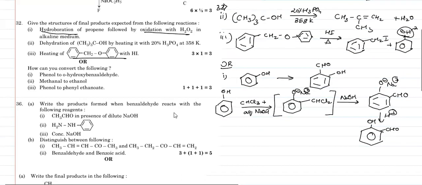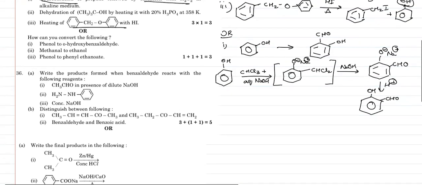The second one is methanol to ethanol. So we have methanol. Let's write the formula. Ethanol is not CH3, it's HCHO. So HCHO needs to get converted to give us CH3, CH2, OH. So CH3, CH2, OH.